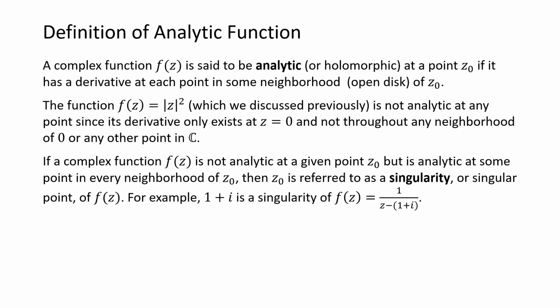We also have something called a singularity. For example, f of z equals 1 over z minus 1 plus i. This function does not have a derivative at 1 plus i, it blows up there. But anywhere as close as you want to get to 1 plus i, you do have a derivative. So that's called a singularity. It will come up a lot when we talk about contour integrals and series, where the singularities are actually important points to look at when evaluating series and integrals. In some cases we need to avoid them actually, but that doesn't mean they aren't important.